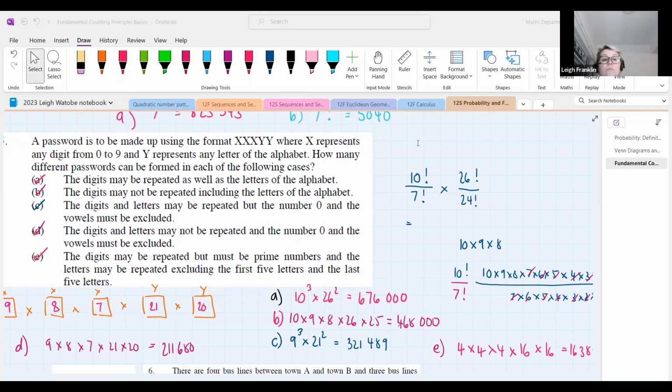Okay, Nkuniza, prime numbers are numbers that can only be divided by themselves and 1. So 2, 3, 5, and 7 are the only prime numbers when we consider the digits from 0 to 9. Yes, between 0 and 9, it would be 2, 3, 5, and 7.